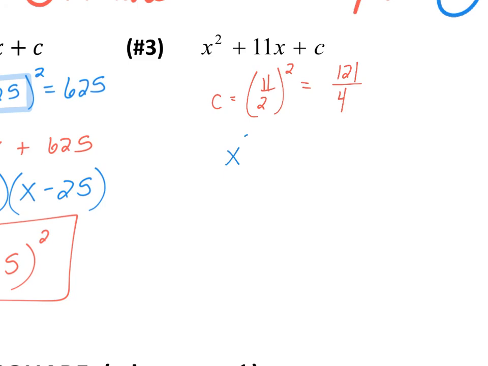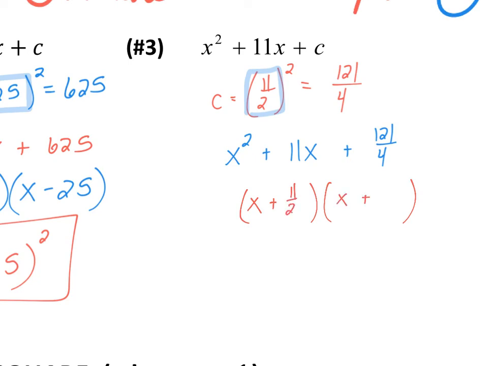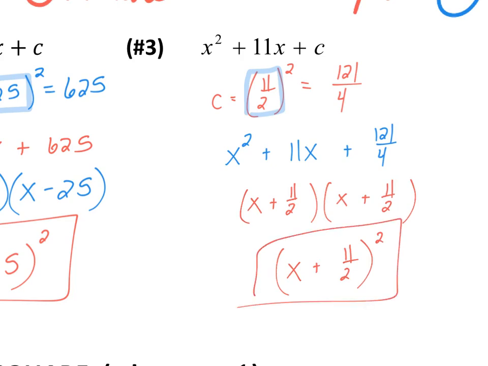So our trinomial is x squared plus 11x plus 121 over 4. Okay, and again, the special thing about this is what number times itself is 121 over 4? 11 over 2. So when you factor this, it's going to be x plus 11 over 2 times x plus 11 over 2. And then this would be x plus 11 over 2 squared. So that's how we write that as a square of a binomial.